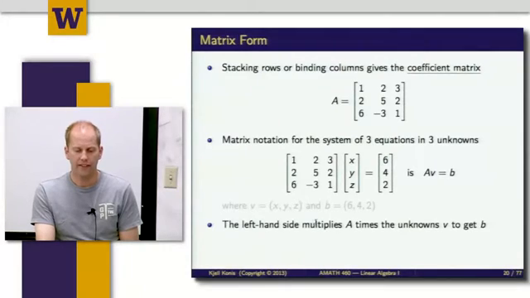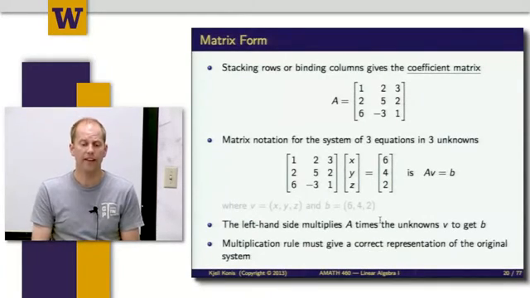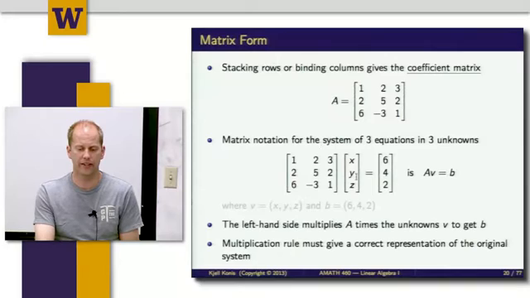And so we can think of this as the left-hand side multiplies A times the unknowns V to get B. And so what we want to move towards now is having some sort of multiplication rule for matrices and vectors that's going to make sense out of this. So the properties we want it to have are it has to give this linear combination for the column picture, and it needs to give me the row picture. So I need the dot product here.